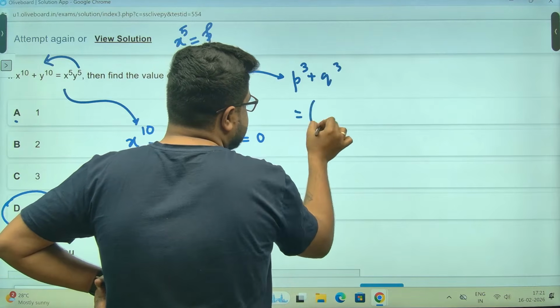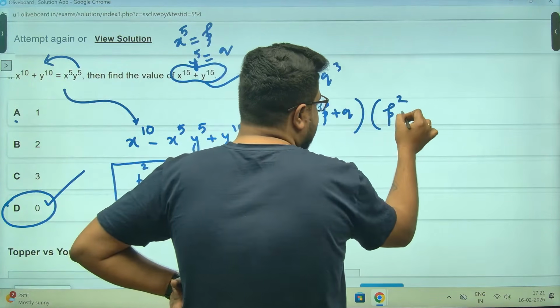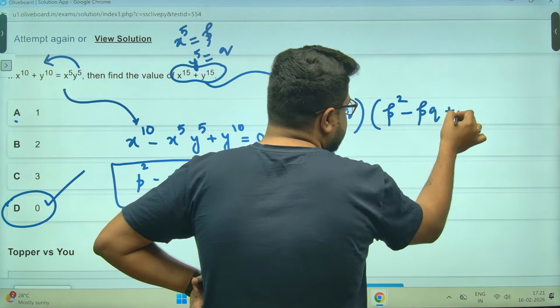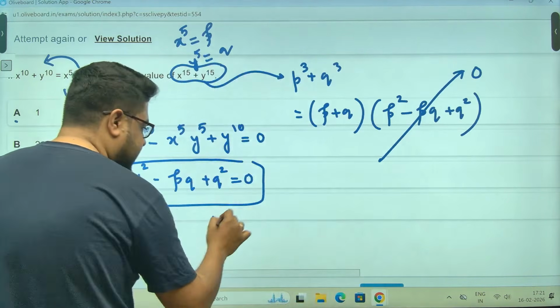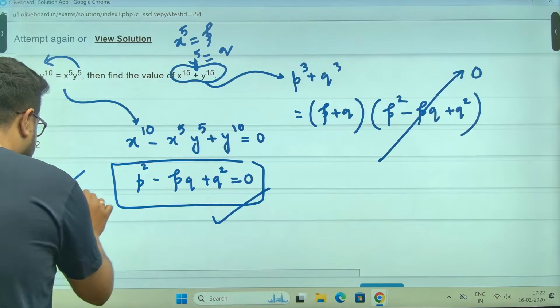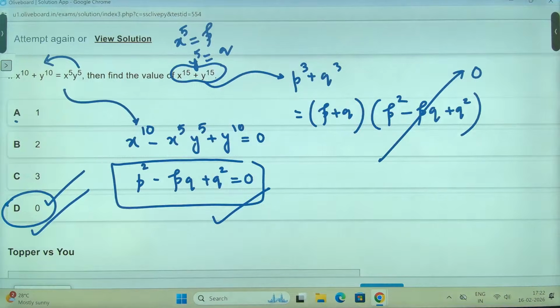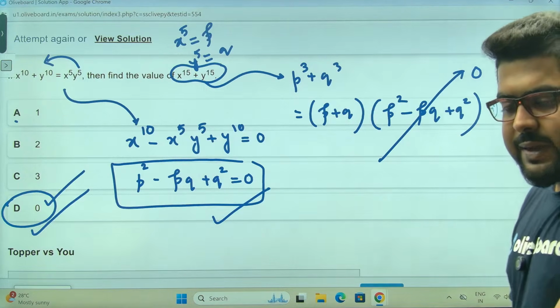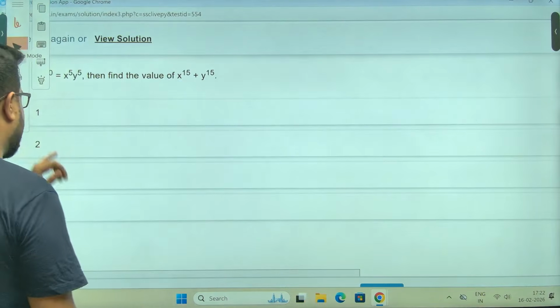Which can be written as p plus q into p square minus pq plus q square. This is equal to 0. We have just found it. So 0 into anything will always be 0, sir. It will always definitely be 0 without fail.